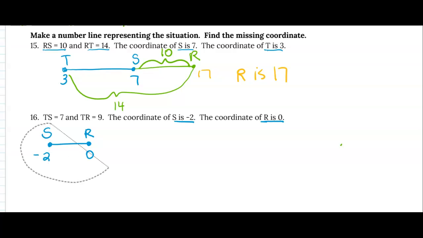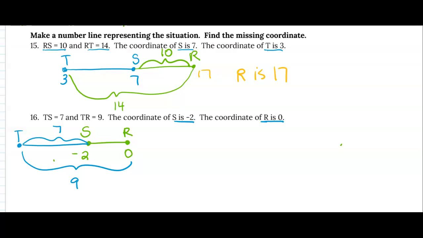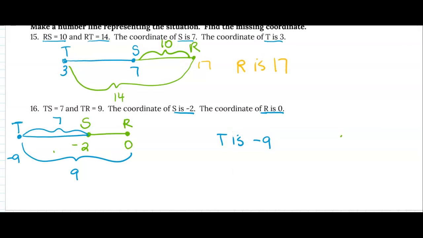And I put these too close over here, so I'm going to move them here. So I'm going to put T over here. So then I know that TS needs to be 7 and TR needs to be 9. So you ask yourself, what point would T need to be 9 units away from 0? And that would be negative 9. Negative 2 minus 7 is also 9. So we know that T is in the right spot. So T is negative 9. You always want to kind of guess and check and use whatever logic you can when you're doing these problems.